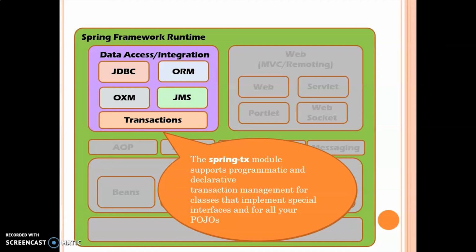So you can implement transactions at method level for your classes or for your POJOs, which is basically what the transaction module does. Again, this transaction implementation can be programmatic or it can be declarative. Declarative here means that either through an XML file or through annotations you can implement it. So that's what declarative means here.